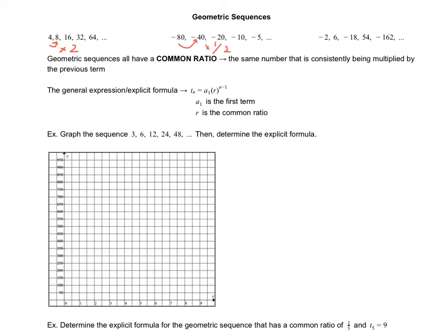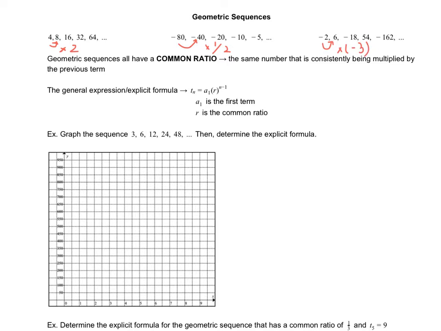And finally, let's look at the last one. Negative 2, 6, negative 18, 54, negative 162. So the fact that I see that my signs are changing from negative to positive, I know that my common ratio is going to be negative. That way I get that changing of the signs. And here I see to go from negative 2 to 6, I'm multiplying by negative 3. And then let's just see if it works for the rest of them.